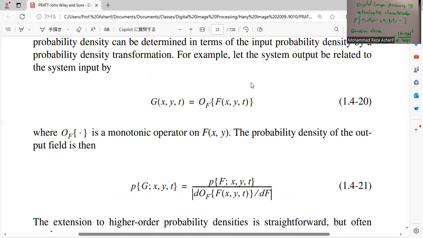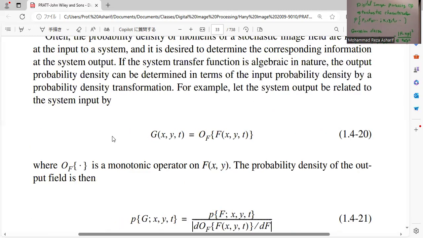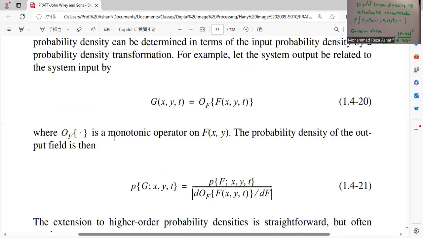For example, this is the output of the system, the operating mapping of F, the mapping F to G. O is the monotonic operator on f(x,y). So it affected f(x,y) and generated g. We know the probability density function of the input. We want to know what is the probability density function of the output.